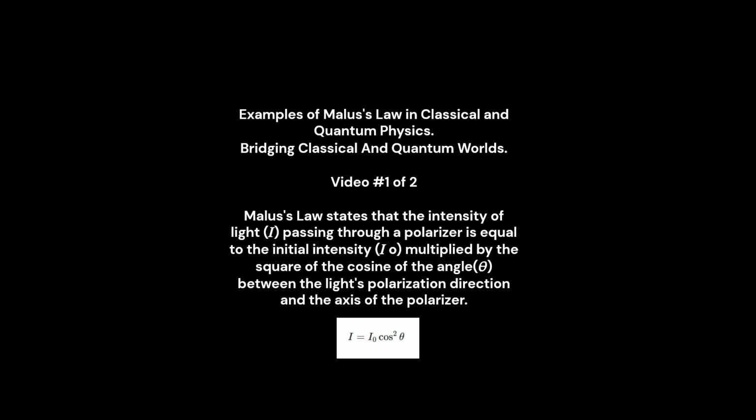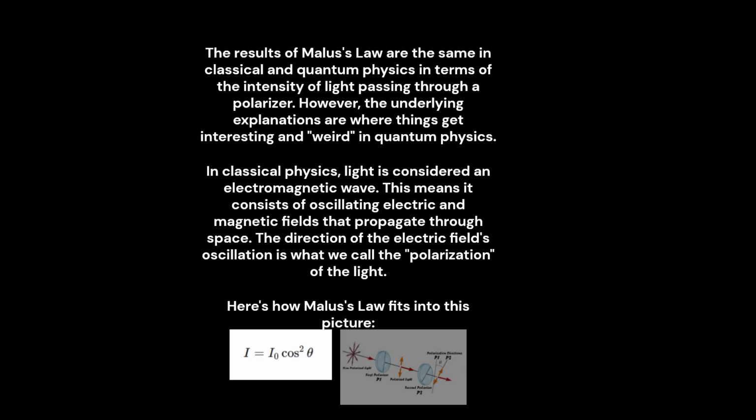Malus's law states that the intensity of light I passing through a polarizer is equal to the initial intensity I0 multiplied by the square of the cosine of the angle between the light's polarization direction and the axis of the polarizer. The results of Malus's law are the same in classical and quantum physics in terms of the intensity of light passing through a polarizer. However, the underlying explanations are where things get interesting and weird in quantum physics.